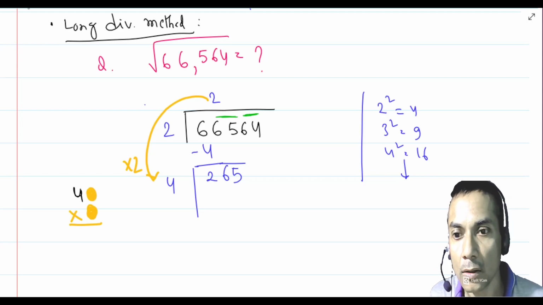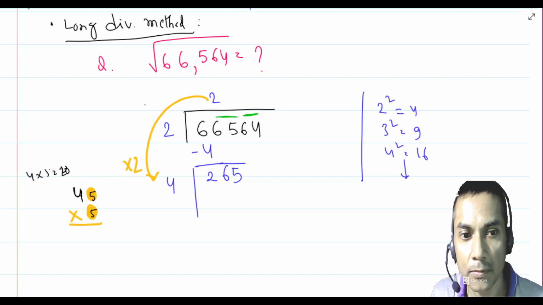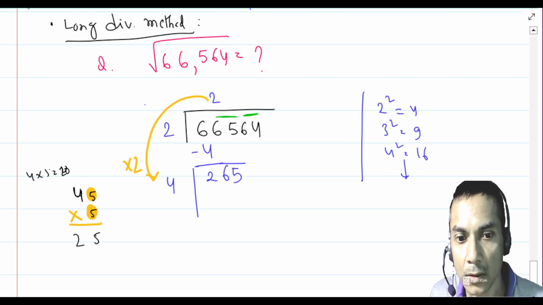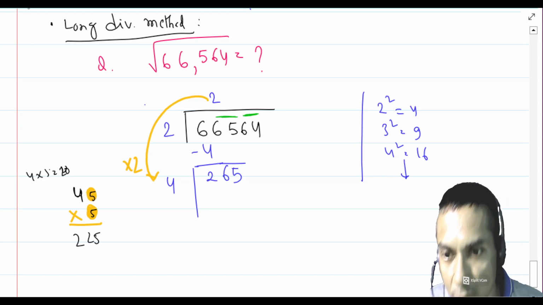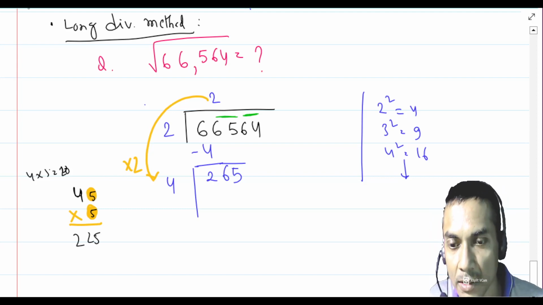So what value? Look, 4 5s are how much? 20. So it does not cross the 26. So we can try it with 5. Correct? 5. So 225, got it. So 225 is okay with this number.